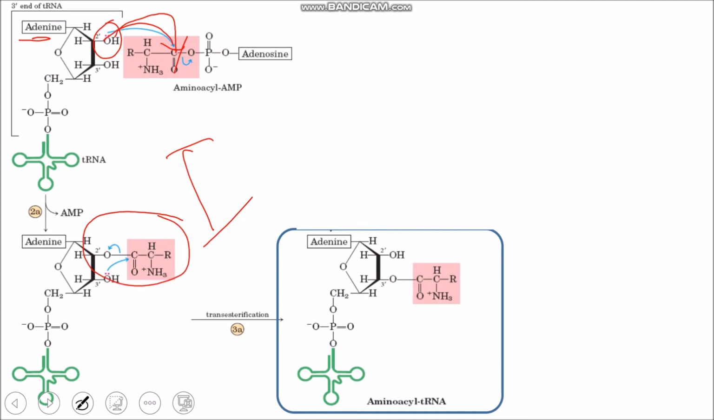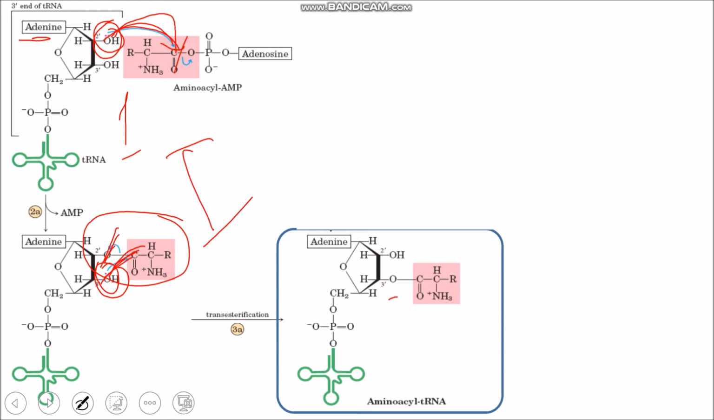In the second step, this 3' OH oxygen is going to attack this carbon, and the second one will detach from the carbon, and it will finally associate with the 3' O. So this occurs in 2 steps. First the 2' O reacts, and then in the second step the 3' O attacks. So ultimately we will have this product. This is for class 1 tRNA synthetase.